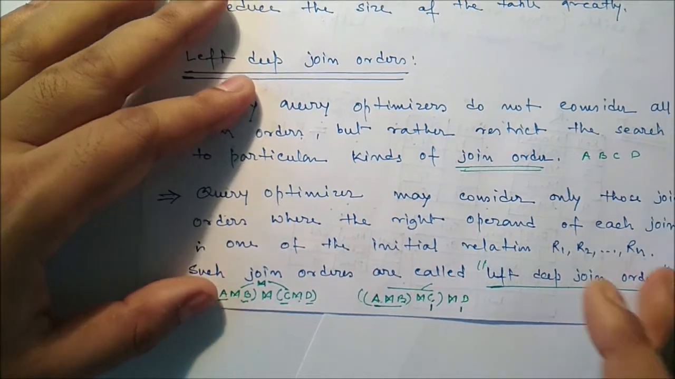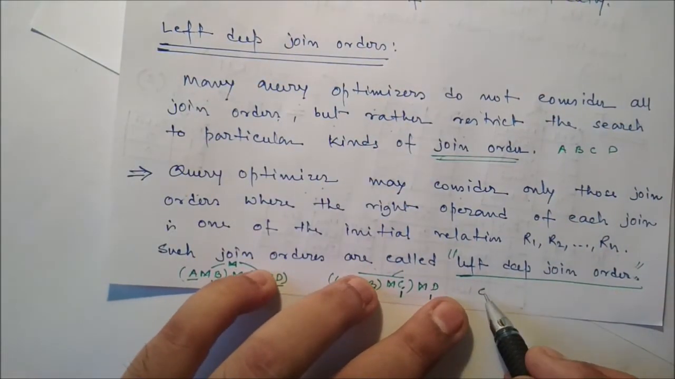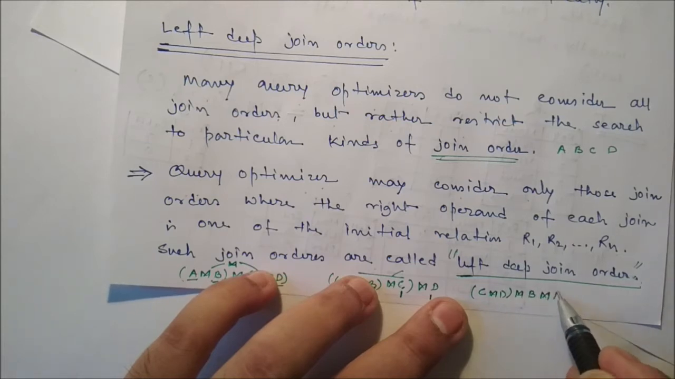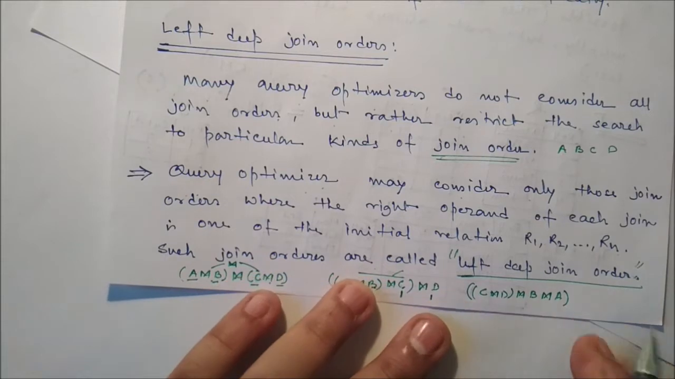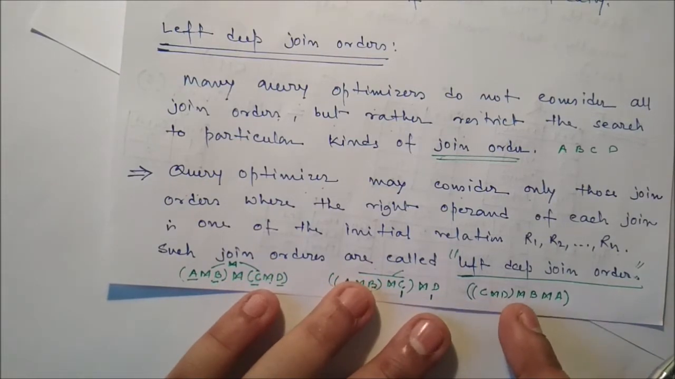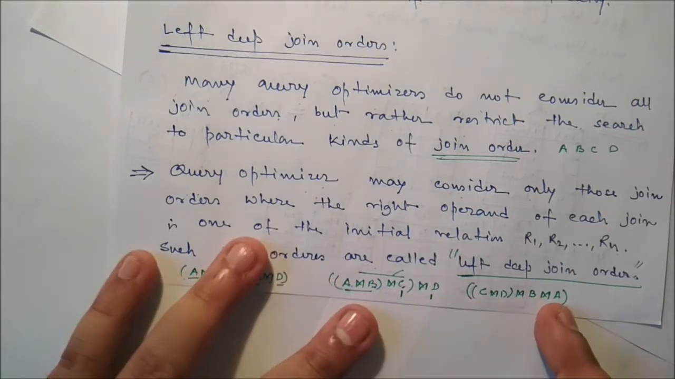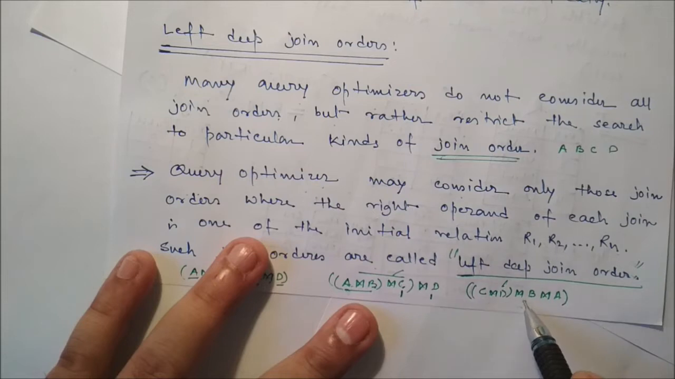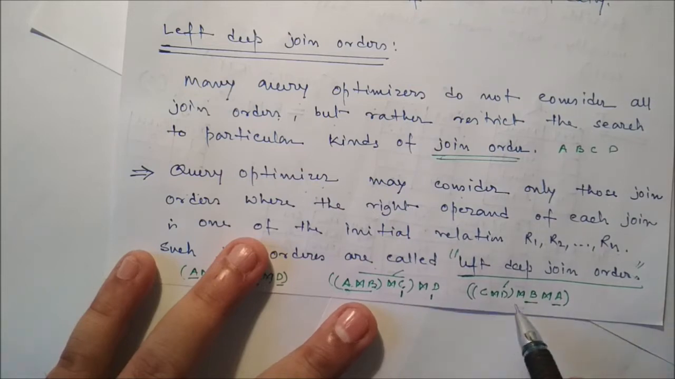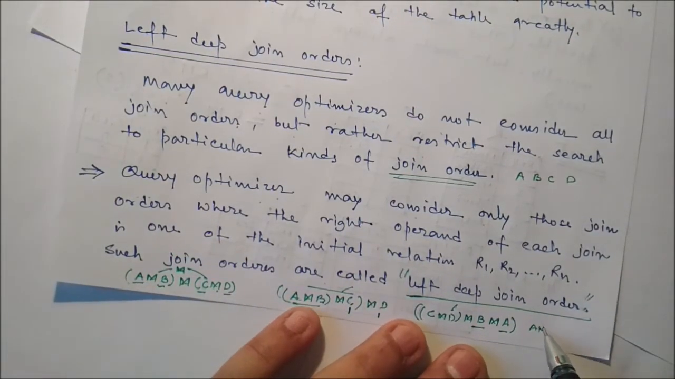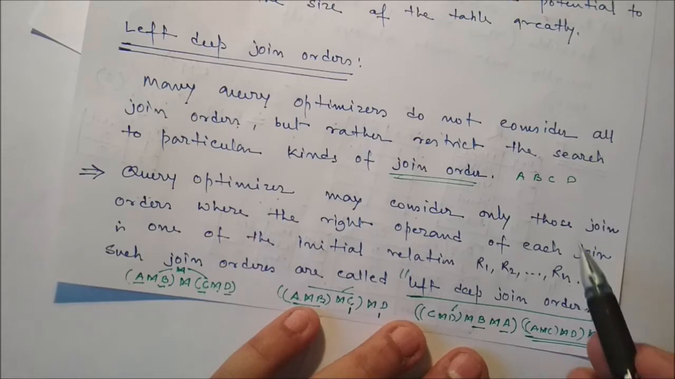So we can execute like this way, or we may execute like this way: first C with D, then with B, then with A. This is also a left deep join order, but the combination is different. Every time the right part is always an initial table, and the left part is an intermediate table. Or we may execute like this way: A with C, with D, with B. This is also another left deep join order for the tables A, B, C, D.